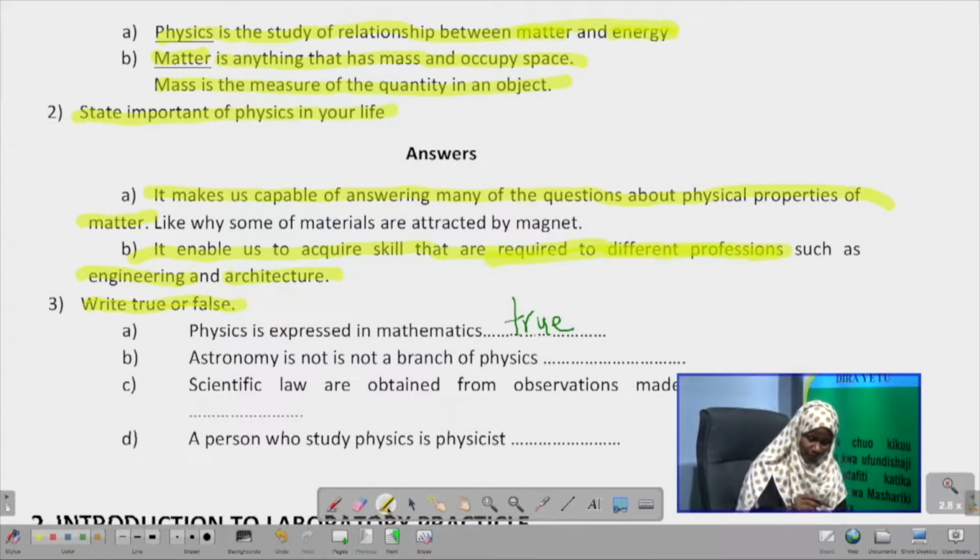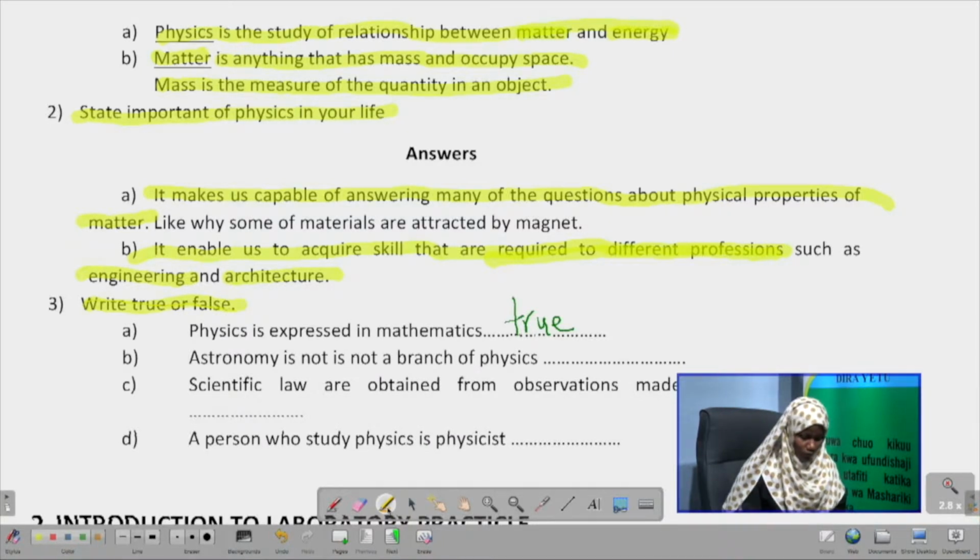That's called space. And so, when we study space in general and everything in it, like the stars, we mean that is called astronomy. So, is astronomy a branch of physics or not? That is the question, because we have to write whether it's true or false, right?